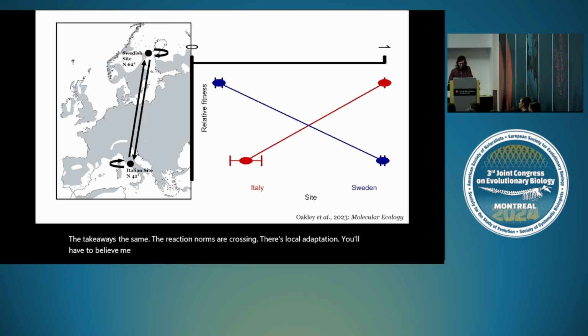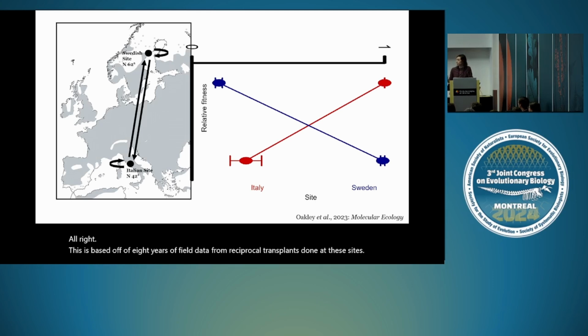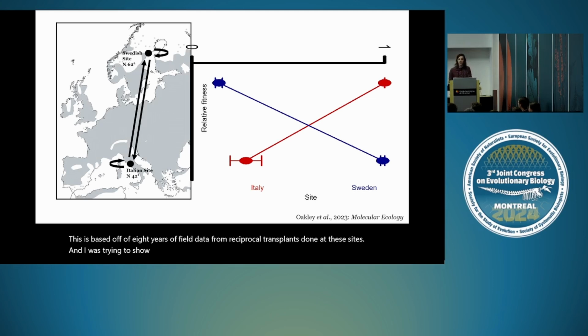All right. This is based off of 8 years of field data from reciprocal transplants done at these sites. And I was trying to show you relative fitness differences. It's a very nice, clean graph, if you can see it correctly. But based on what I was saying on the last graph, I wanted to point out that this local adaptation is due to many different loci across the genome that have many different effects in many different directions.